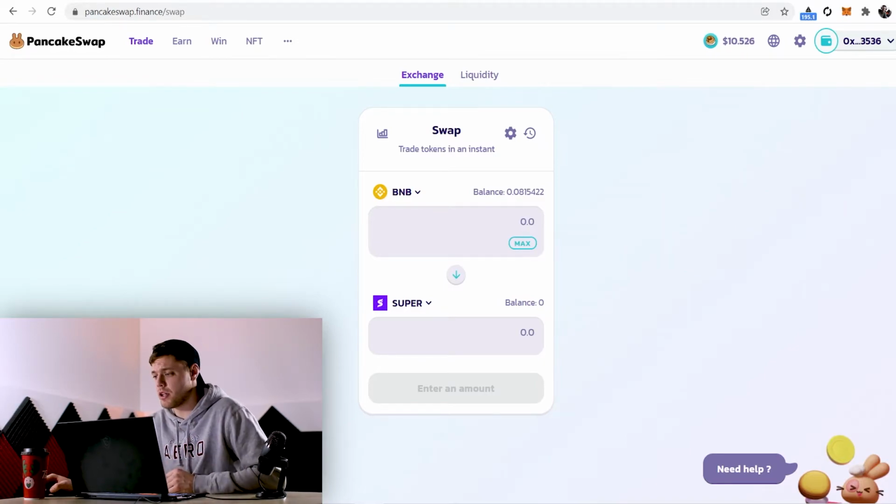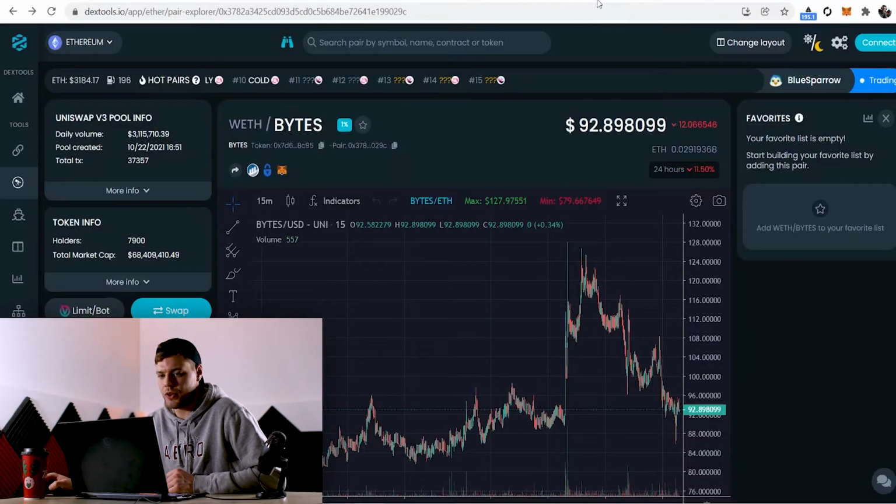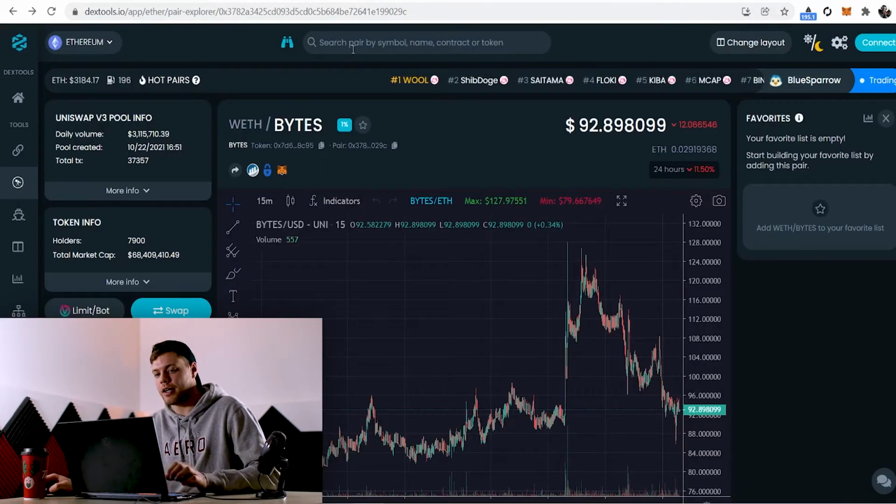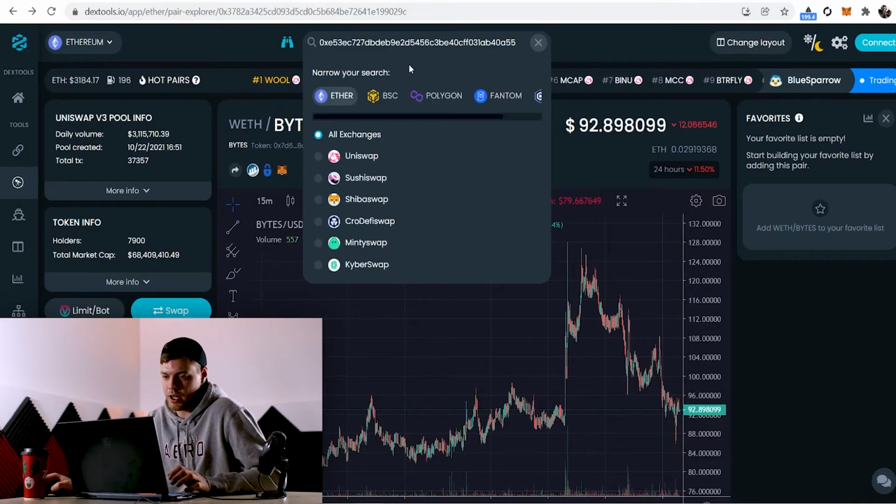So a couple things to note about buying tokens in general. If you want to find better charts for your tokens, there's a great tool called DEXtools.io, which I use on a daily basis. If I go back to the CoinMarketCap listing here, and let's say I copy the Ethereum address for the Superfarm token, I can go to DEXtools and I can paste that address up here.